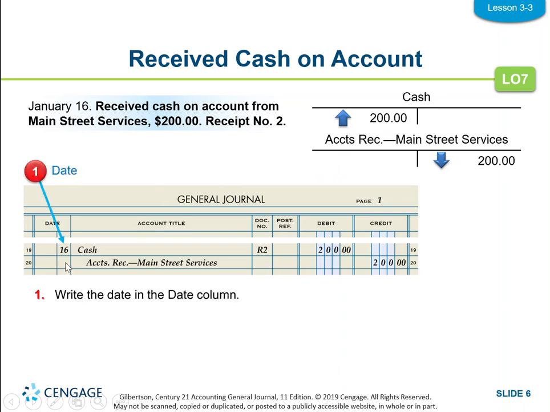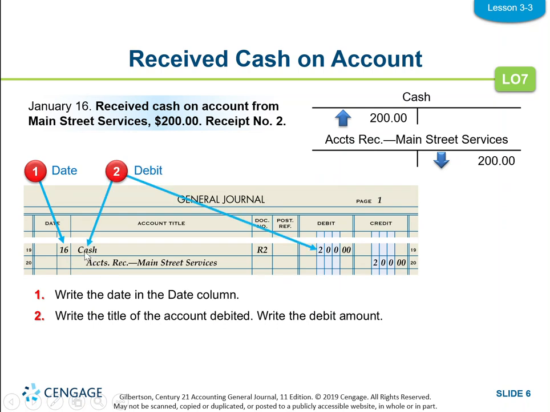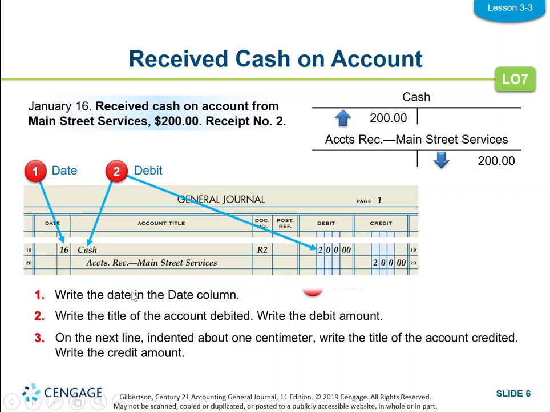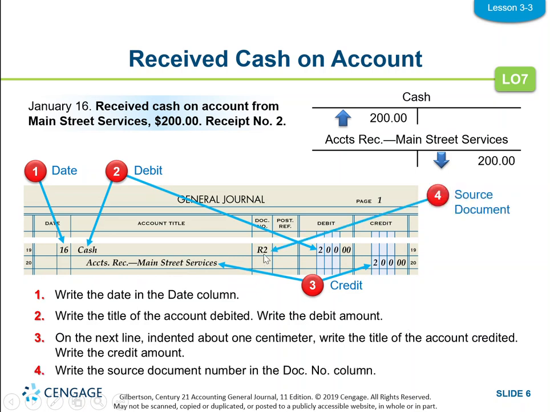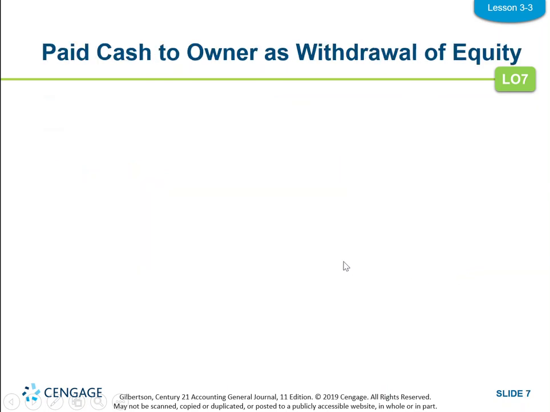So on our general journal, we have the date, the debit title, cash, the debit amount, $200, and the accounts receivable, Main Street Services is indented, and we credit $200. And then the last thing was we record our receipt number in the source document, so R2 is placed there.